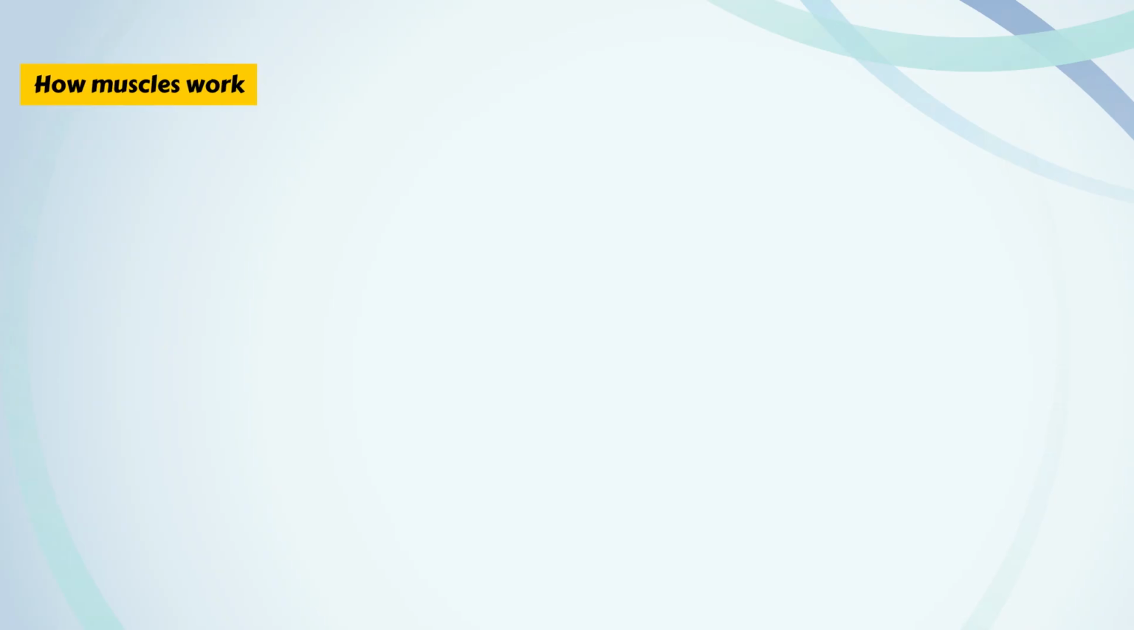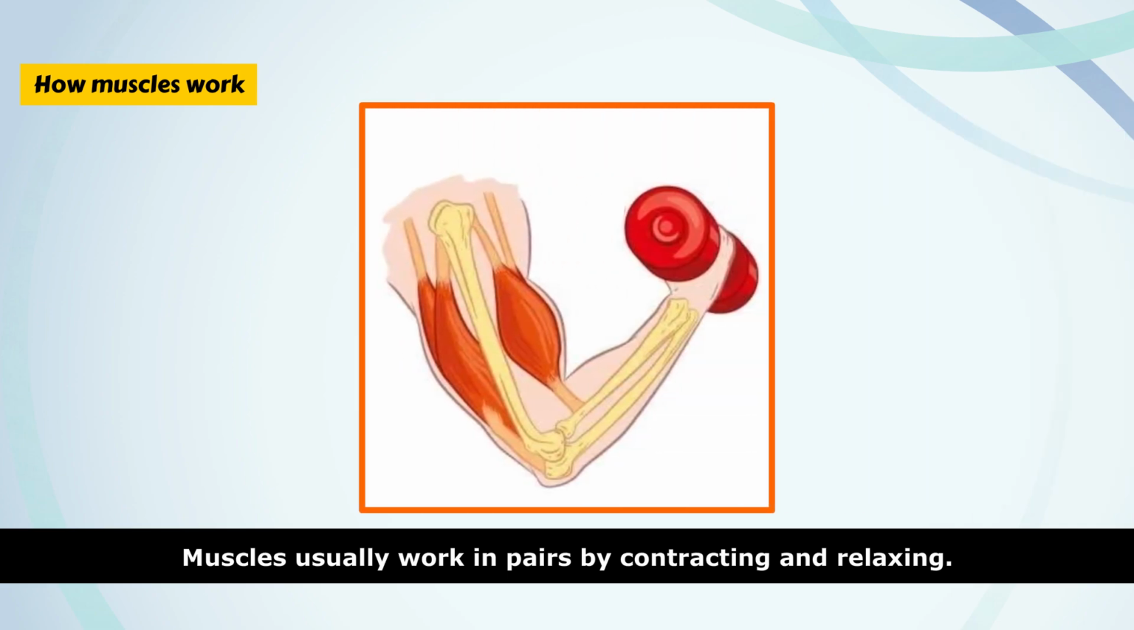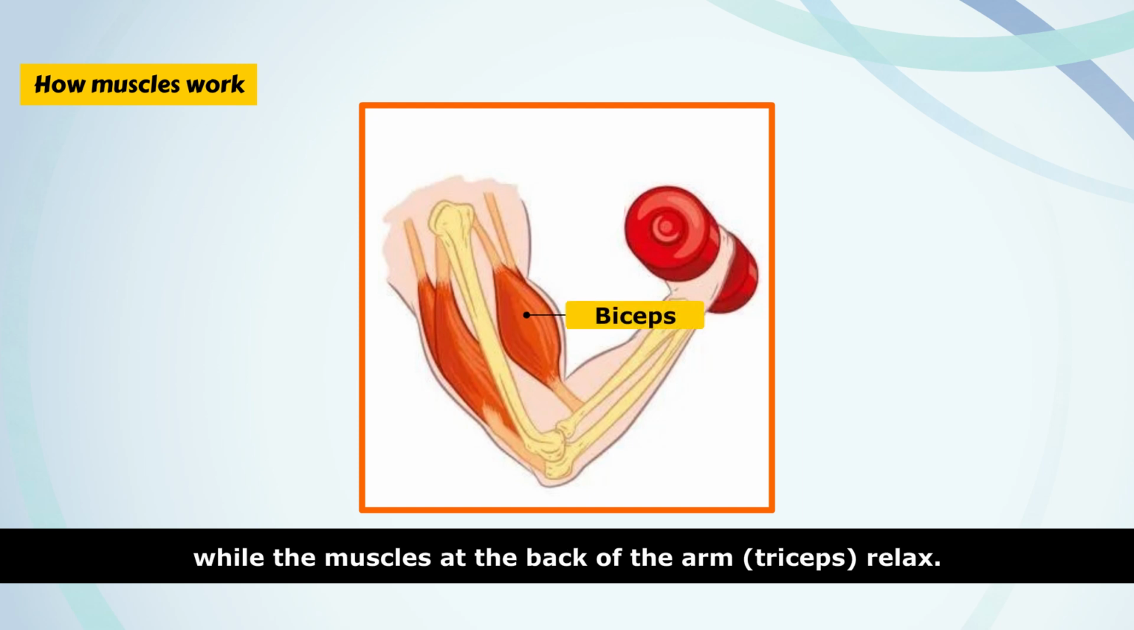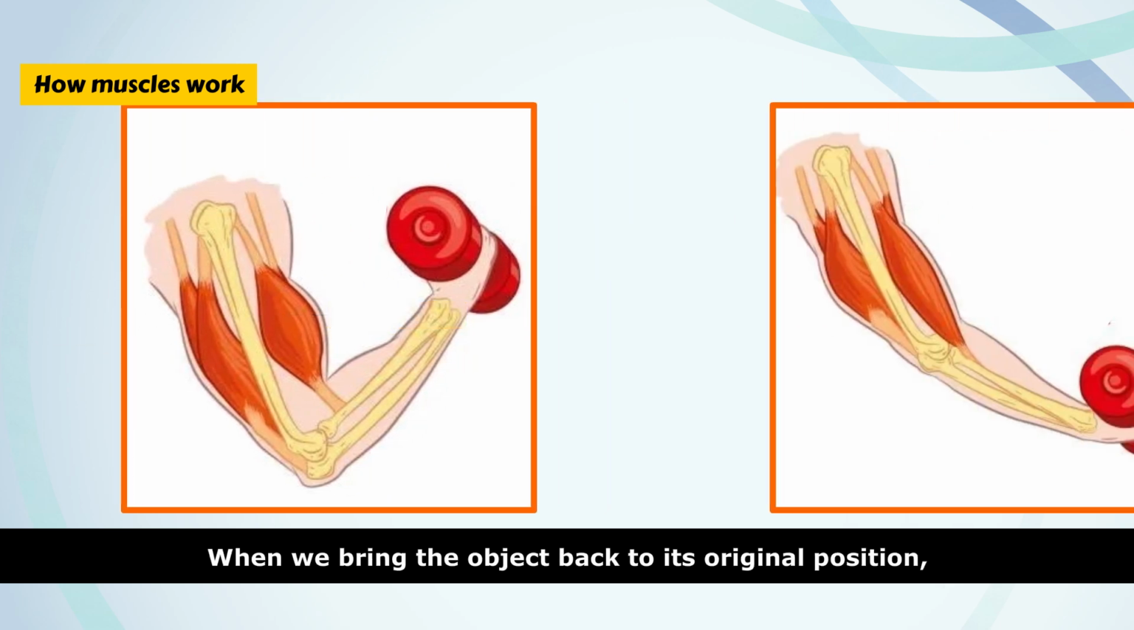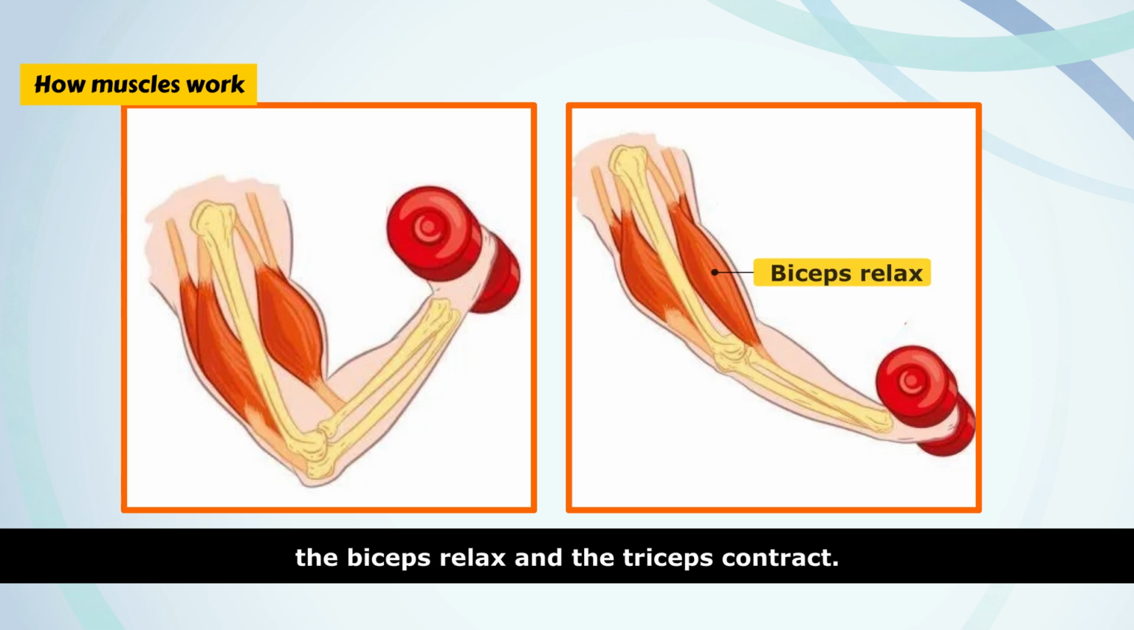How muscles work? Muscles usually work in pairs by contracting and relaxing. When we lift an object and bring it towards our shoulder, the muscles at the front of the arm, biceps, contract while the muscles at the back of the arm, triceps, relax. When we bring the object back to its original position, the biceps relax and the triceps contract.